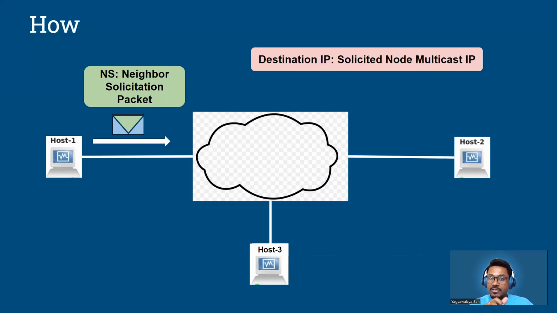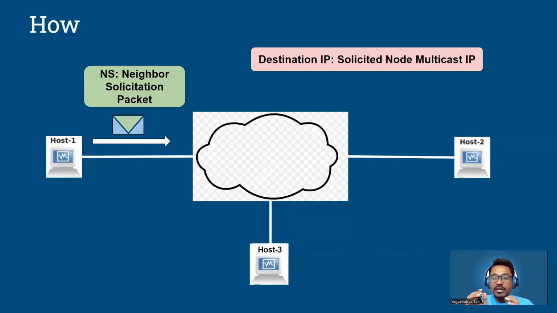When we are doing ARP in case of IPv4, it was a pure layer 2 frame, and the destination MAC was a broadcast MAC address, all F. In case of IPv6, it is a layer 3 packet which has the IPv6 headers, and the destination IP is not a broadcast one. We don't have broadcast in IPv6. It is a multicast IP. We call it the solicited node multicast IP.